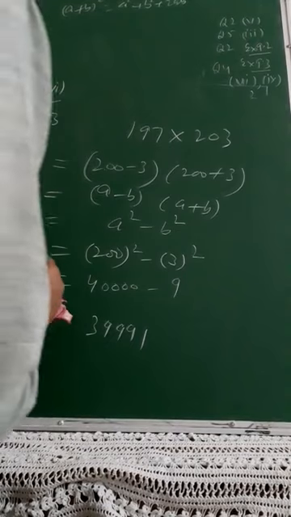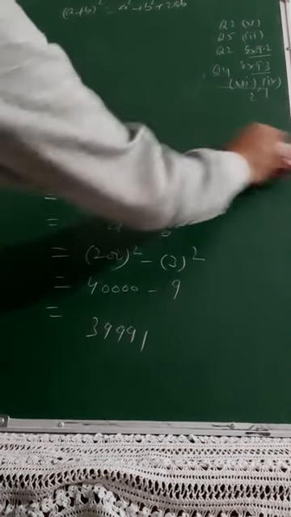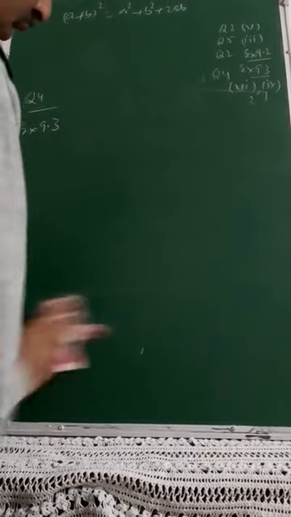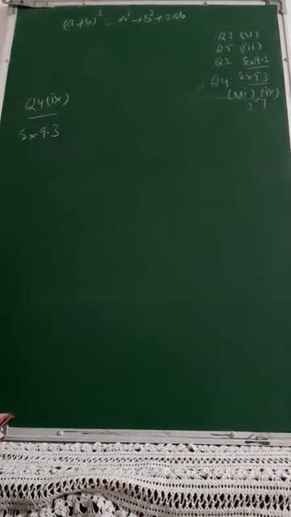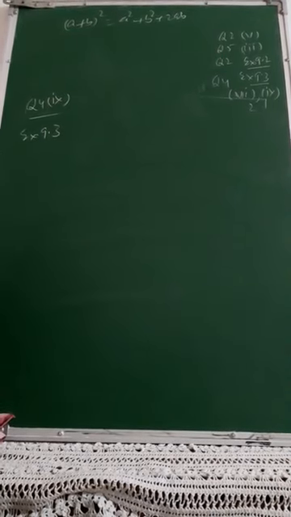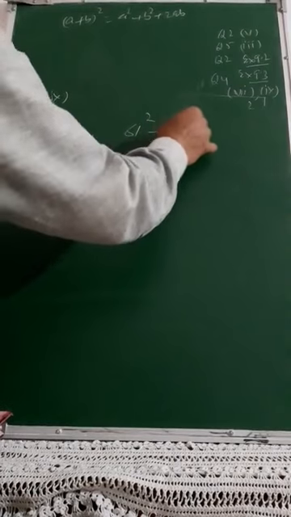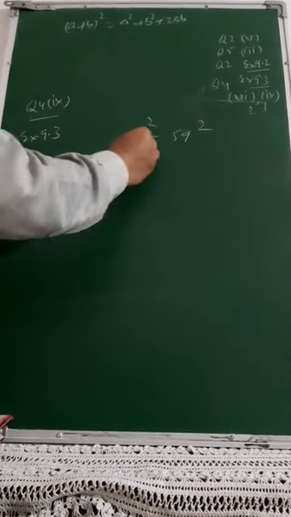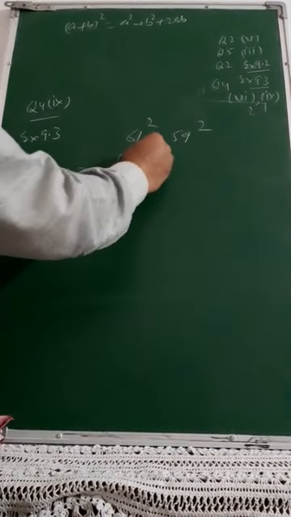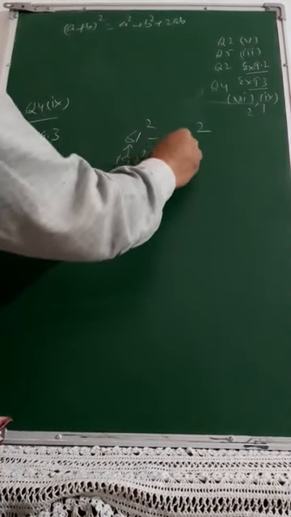And the next query was how to solve ninth part of the same, that is of question number 4. So let us see what is there in ninth part. Ninth part of question number 4 is 61 square minus 59 square. Straight away this is already lying in the form of a square minus b square, where a is 61 and b is 59.